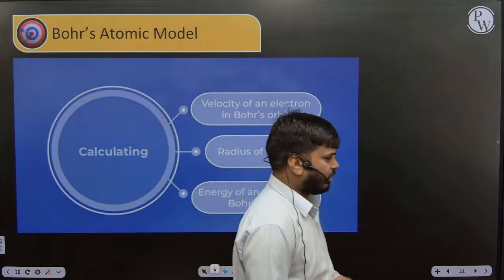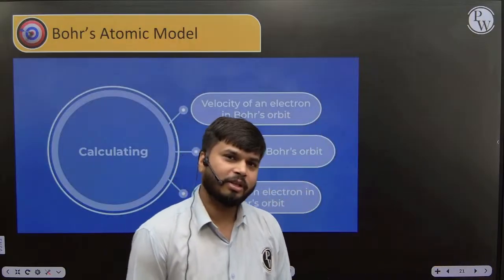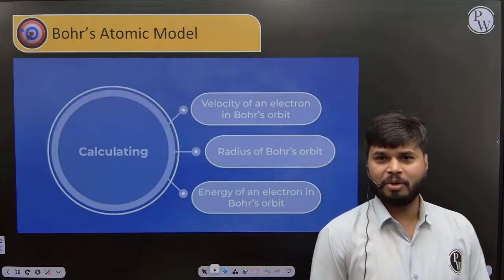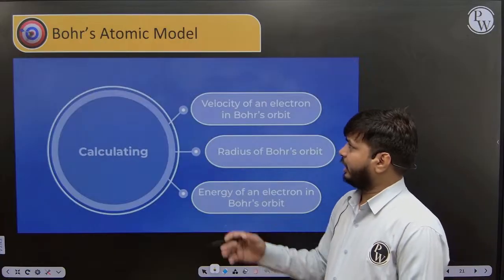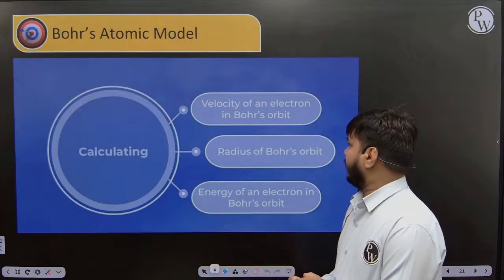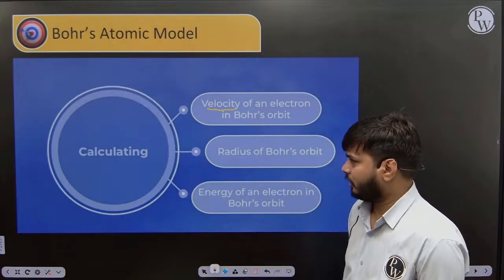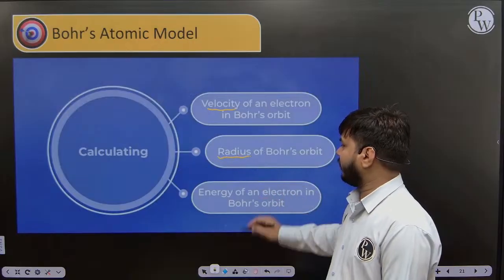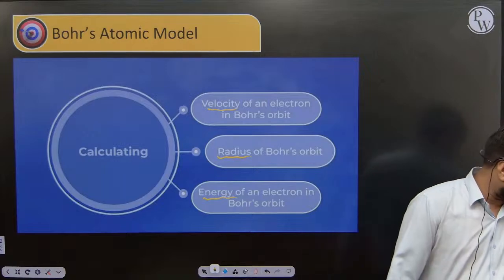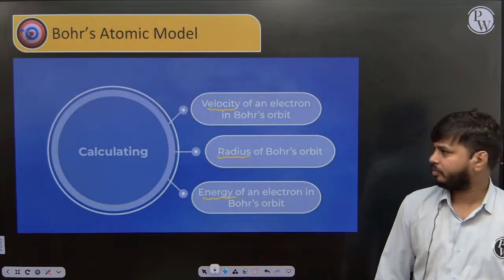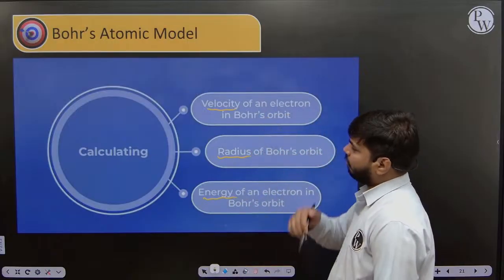right? In this, every year the question is coming from the Bohr's model, right? The question is coming from the Bohr model, and we are going to discuss this Bohr model. Okay, and when we calculate the things in the Bohr model, in which we have the important things which are velocity. So we will be calculating the velocity, we will be calculating the radius, we will also be calculating the energy of electron present.